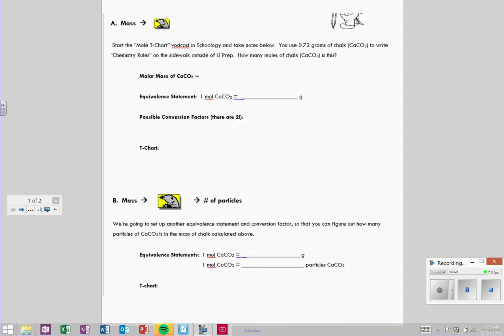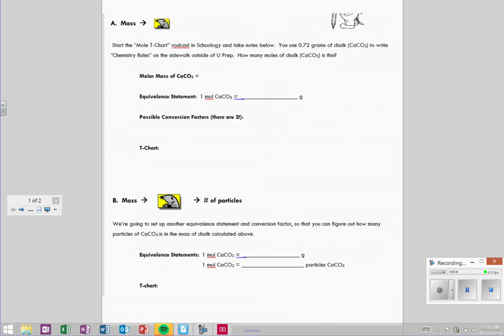We are going to take moles, which we touched on very briefly earlier, and we are going to combine it with T-charts. So I have two problems here that I'm going to do with you, and then I'm going to turn you loose to work on the rest of the packet.